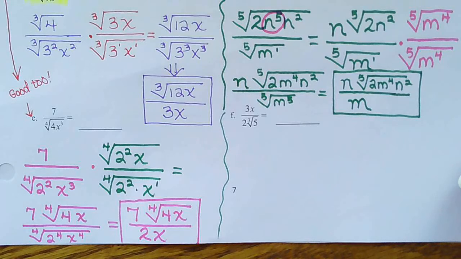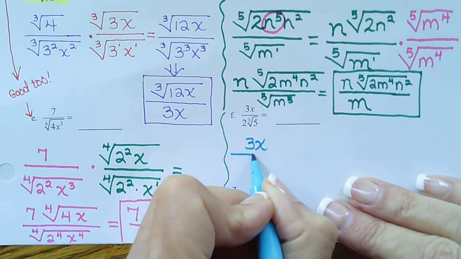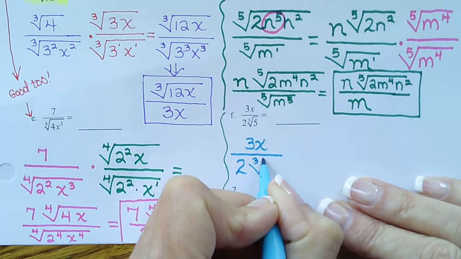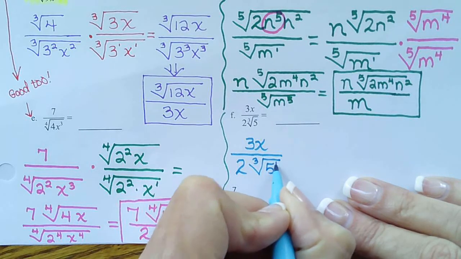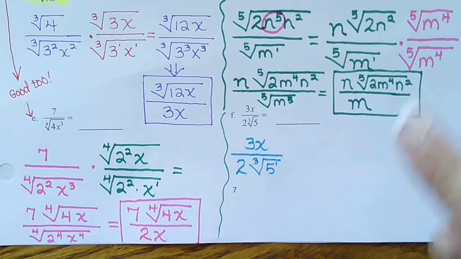So in the numerator, we have 3x. Nothing can be done there. In the denominator, we have 2 times the cube root of 5. So that means there's 1 5 there, right? And there's no simplifying to do in the whole problem, so we can start right now.